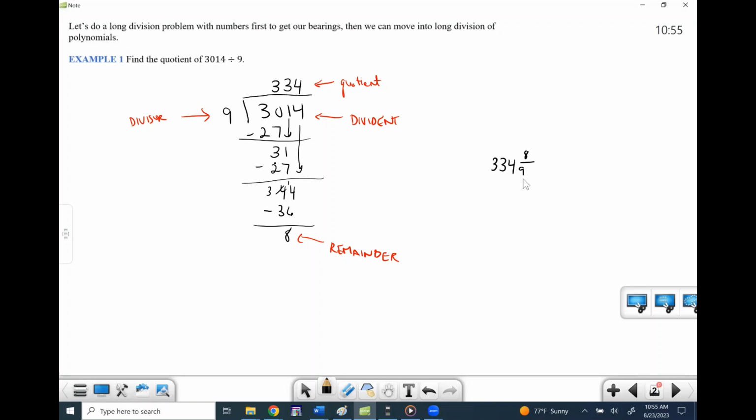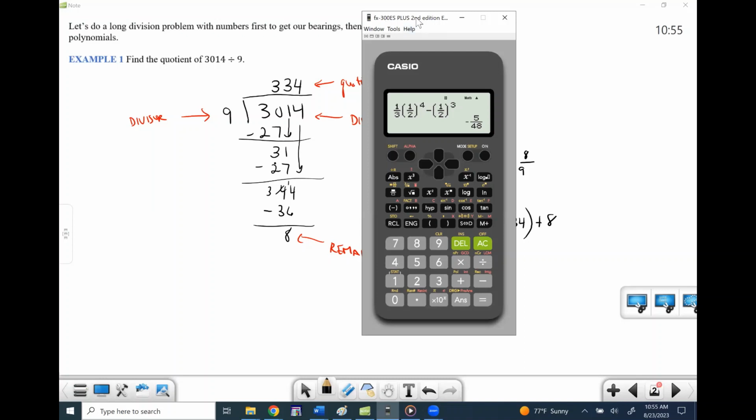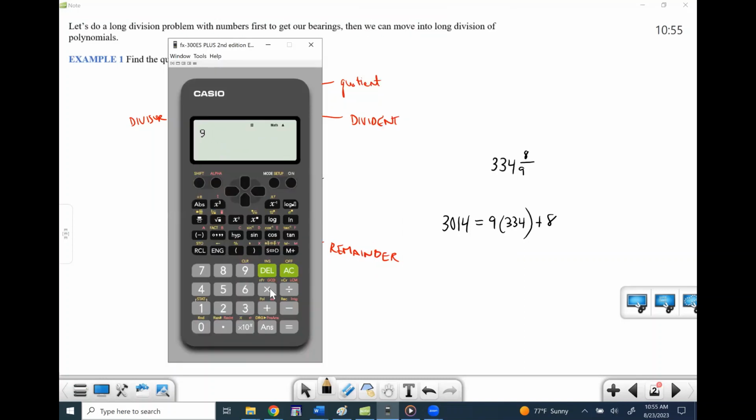Pearson wants to make sure that you understand that 3014 can be rewritten as multiplying these two numbers by each other and adding the remainder. That should get you 3014, right? So if we do 9 times 334, that's too small, but when we add the 8 in, add the remainder in, bam, now we're at the 3014.